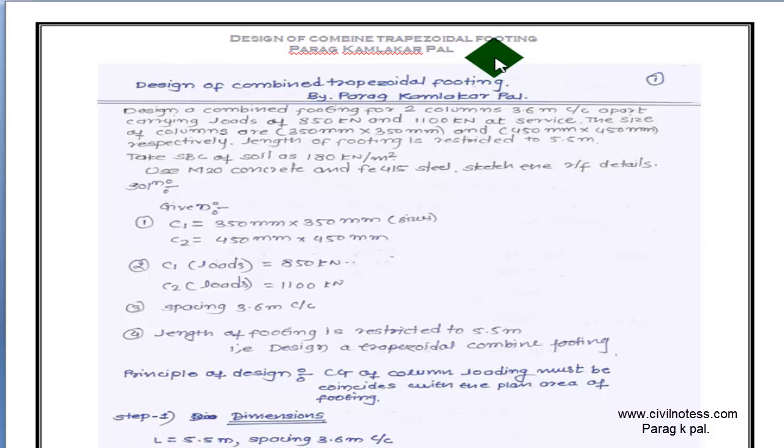Hello everyone, my name is Parag Pal and today I am here to discuss the design of a combined trapezoidal footing. We know that combined footing consists of four types: rectangular, trapezoidal, strap footing and raft footing. Of these, the trapezoidal footing we will discuss today.